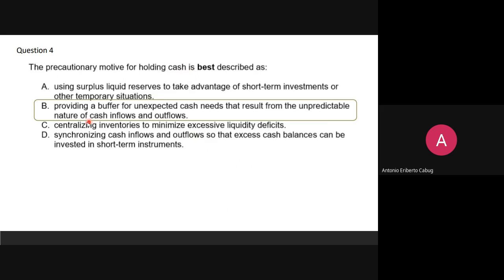Now, the precautionary motive tells us that we need to hold cash in case of emergency. So for precautionary motive, it's in case of emergency. Very good, it's indeed letter B. So providing a buffer for unexpected cash needs that result from unpredictable nature of cash inflows and outflows. Then finally, the third motive is the speculative motive. So not a concern in this problem, but the speculative motive is the reason for holding cash is to take advantage of opportunities when they arise. Okay? Yun yung speculative motive. Very good. Lahat naman tumama. The correct answer is indeed letter B. That is the precautionary motive.